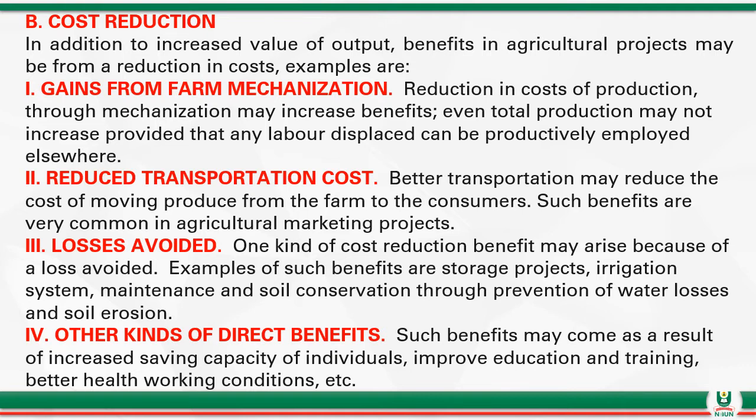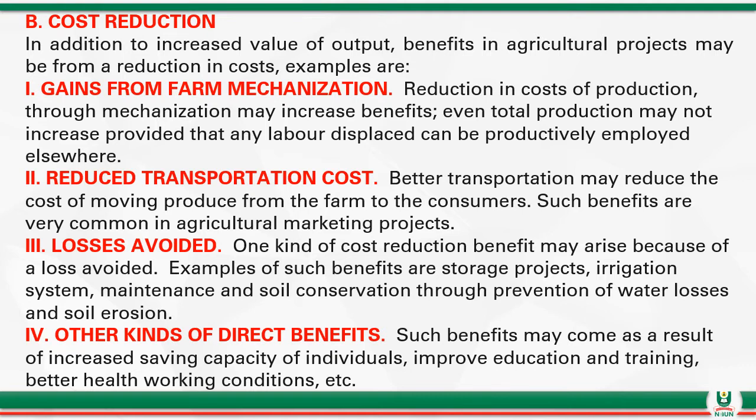One kind of loss reduction benefit may arise because of losses avoided. Examples of such benefits are storage projects. Once there is a storage facility, it will reduce the rate of loss in agricultural produce. Also irrigation systems: with the help of an irrigation system, drought will not hamper the growth of the crops, nor reduce the yield. Maintenance and soil conservation, through prevention of water losses and soil erosion, will also bring benefits to the farmers.